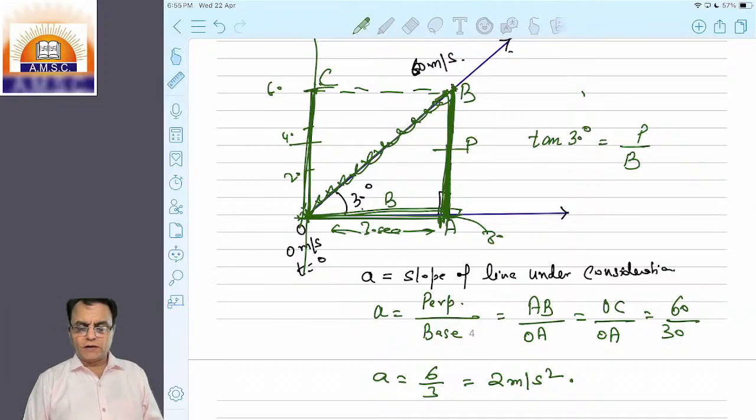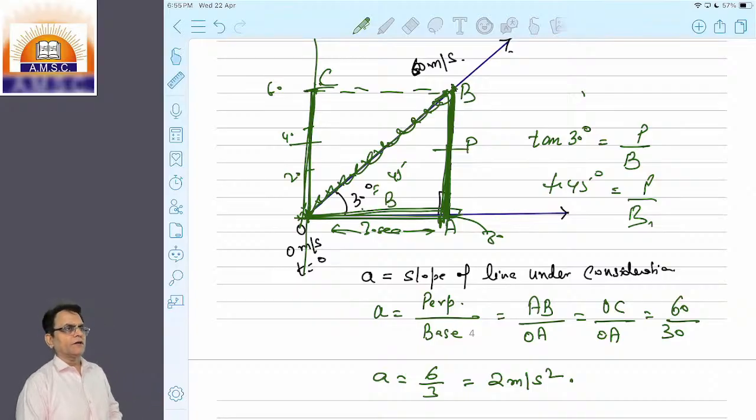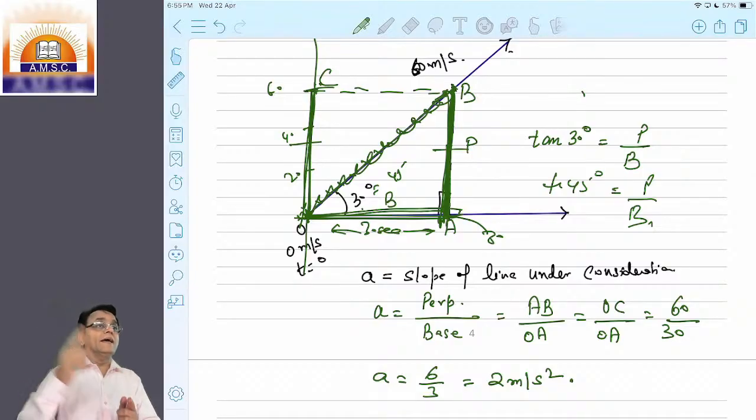अगर यहाँ 45 डिग्री होता तो हम क्या लिखते हैं इस केस में, tan 45 डिग्री is P by B. But forget about tan 30, tan 45. Just remember, acceleration can be evaluated graphically by finding out the slope of the line under consideration.